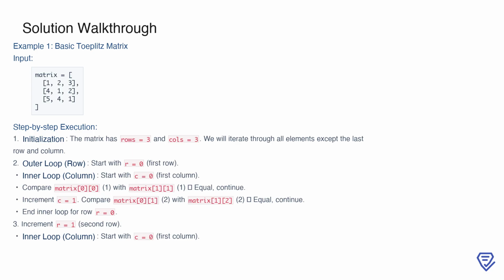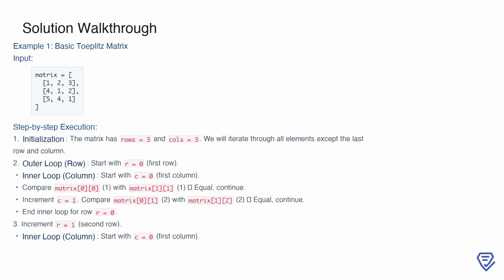To solve the Toeplitz matrix problem, we start with a basic example where the input matrix is a 3x3 grid. First, we initialize the dimensions, the number of rows is 3, and the number of columns is also 3. Now, the goal is to iterate through all elements of the matrix, except for the elements in the last row and the last column, because those elements don't have diagonals below them.